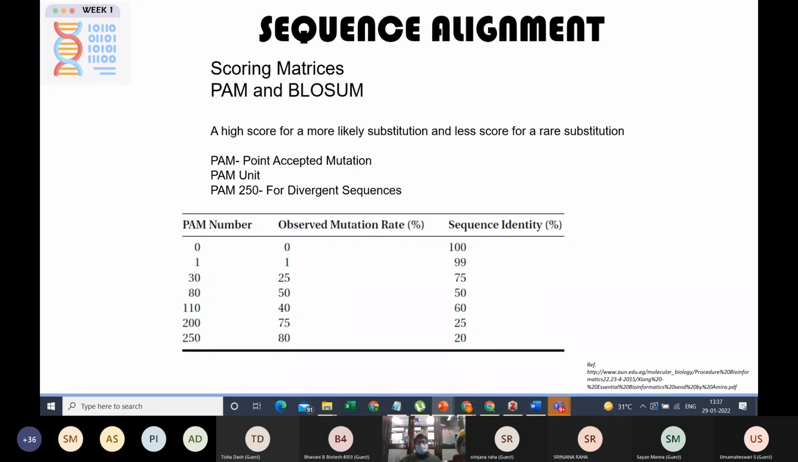So accordingly, if you are trying to align closely related sequences or very diverse sequences, you can set up your scoring matrix as PAM 250 or PAM 30 or PAM 80 or PAM 100. PAM means point accepted mutations, that is, the mutation rate that you are allowing.